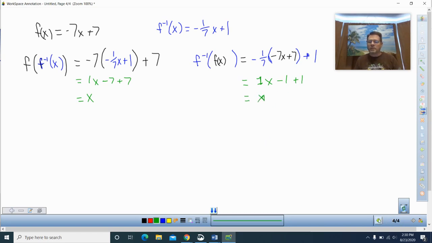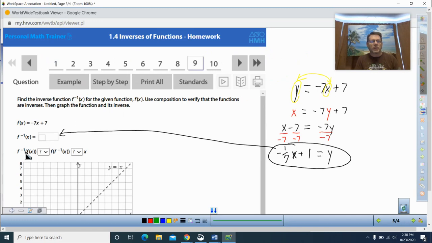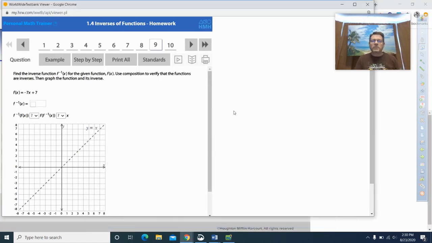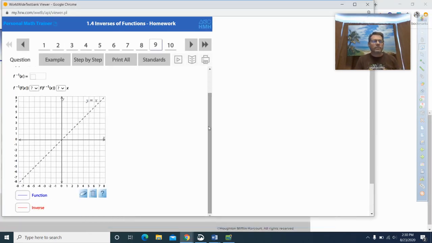So when we come back to this other page here, you're going to see that these guys are equal to x. Both of them are. Okay. All right. So let's jump on in here to the next piece, giving you some little help with the graphing piece of it.